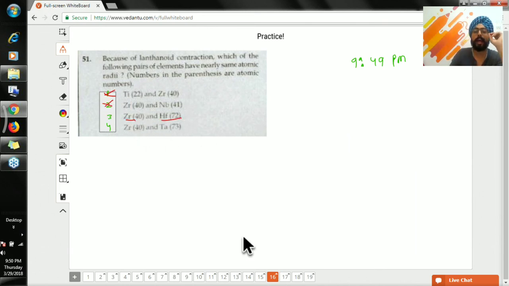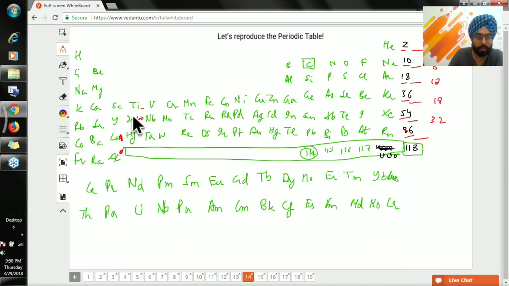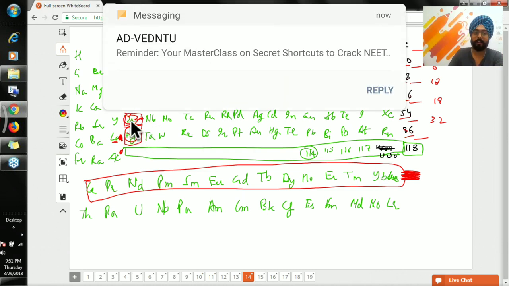Then you have zirconium and hafnium. Okay. Moving back to the periodic table, you have zirconium and you have hafnium. Now after zirconium you went till lanthanum, and then after lanthanum you have these many D block, sorry, F block elements, right? So from zirconium to hafnium there was a huge row of F block elements, and that's why this answer is actually the correct answer, zirconium and hafnium.